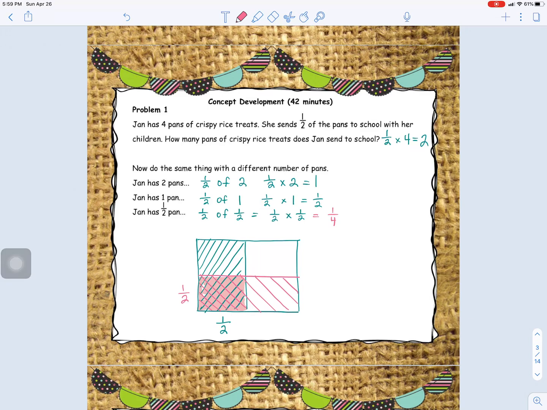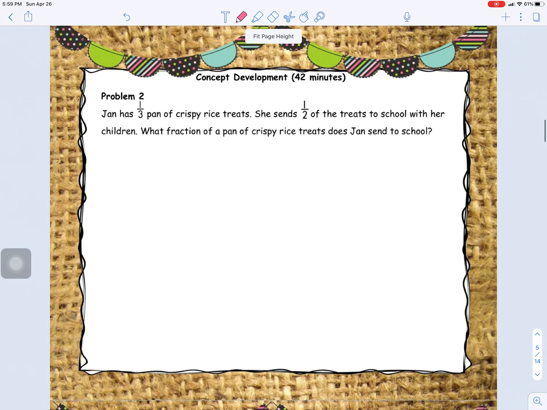We're going to show multiplying fractions on a fractional model with our diagonal lines. So let's look at the next one. This says, Jan has 1/3 pan of crispy rice treats, and she sends half of the treats to school with her children. So we're going to do 1/2 of 1/3 pan, or that would be 1/2 times 1/3. Now, if we follow that rule, 1 times 1 is 1, and 2 times 3 is 6, we should get 1/6 for the answer.